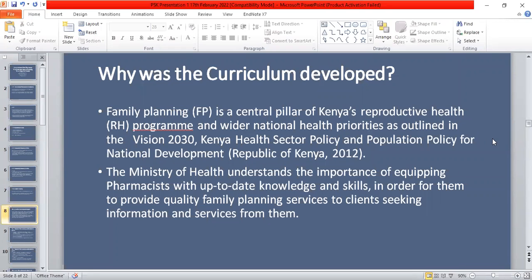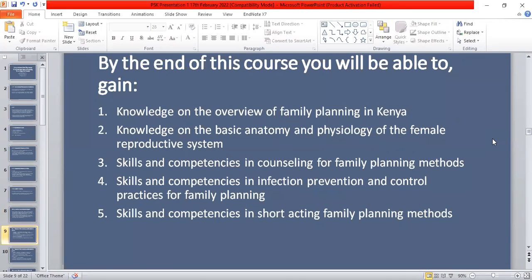And usually, as regards reproductive health and contraceptive choices, there's quite a lot of myths that surround that. And part of it is attributed to culture, religion, and certain traditions. So it's important that, being at that point of service, you're well equipped to provide quality family planning services to the client seeking information and services.